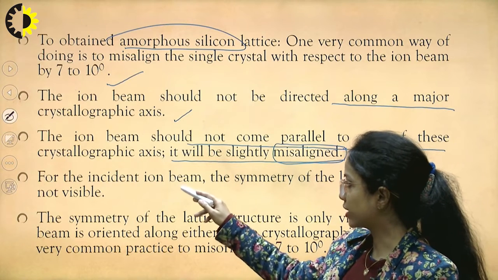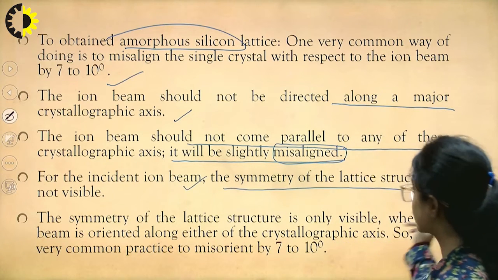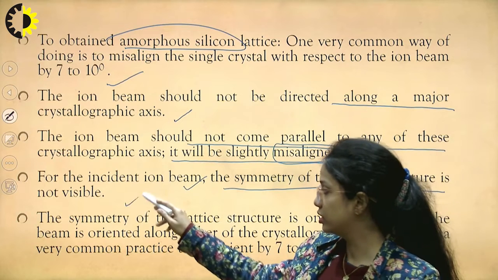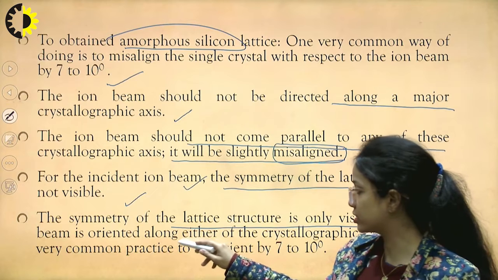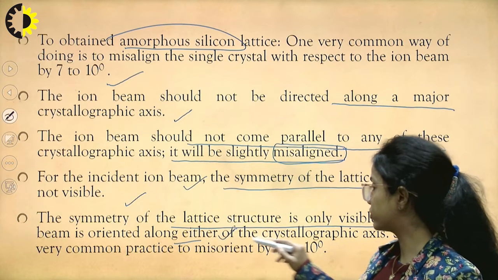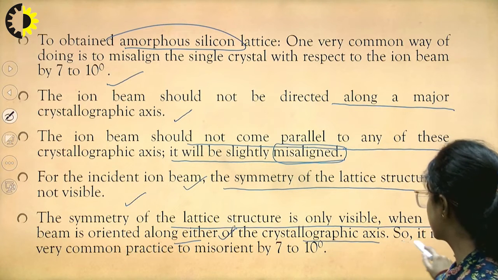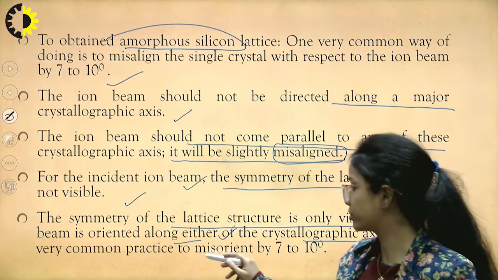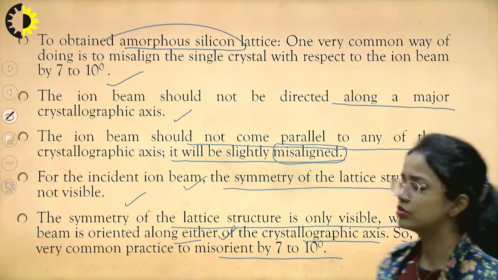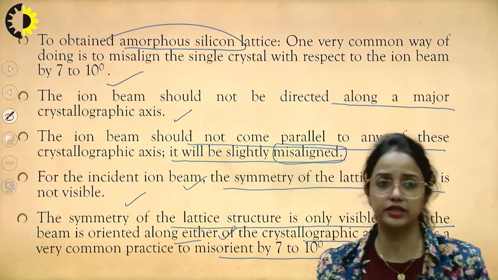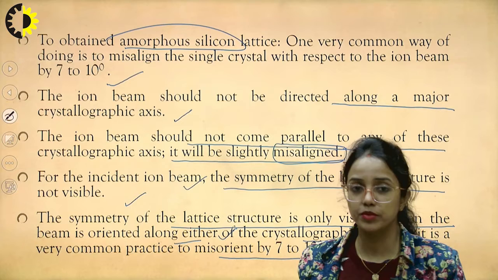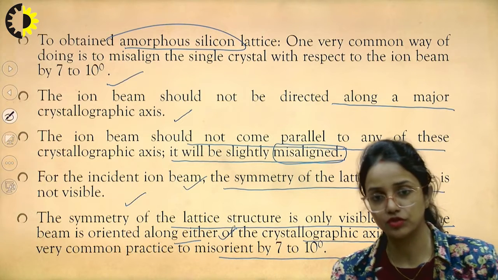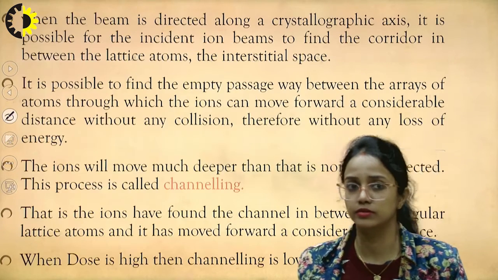For the incident ion beam, the symmetry of the lattice structure is not visible. The symmetry is only visible when the beam is oriented along either of the crystallographic axes. So this is a very common practice: we just have to provide a misalignment or misorientation of 7 to 10 degrees, which is very small.